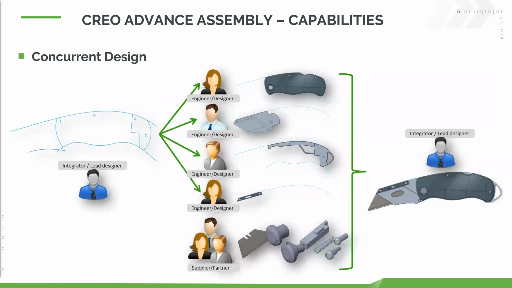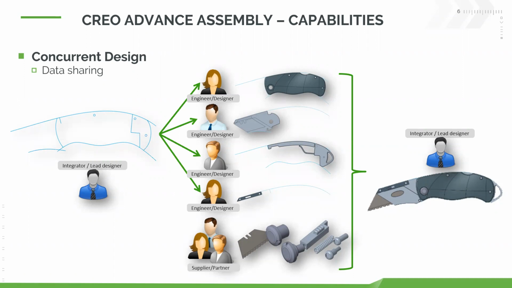From here, we also have the idea of concurrent design, which is similar, but the idea is now we're going to be working together. So here we might have one designer or engineer that might be in charge of a certain part of the design, right? You have someone that controls the handle, one that controls the blade, one that controls the switch mechanism, even down to the partners or suppliers that manage all the hardware, some of the bolts that go into that, right?